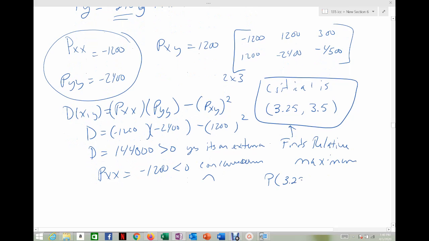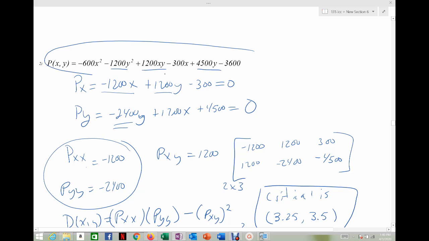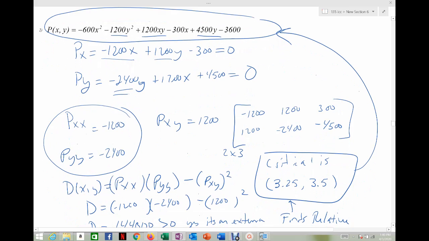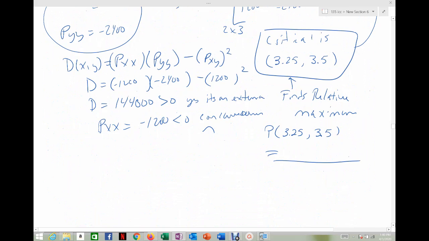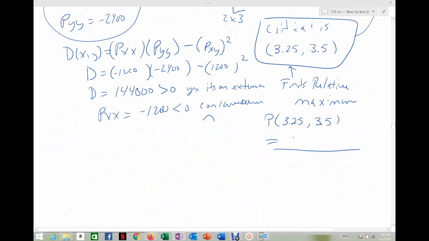So 3.25 goes in for x, 3.5 goes in for y. So again, going back up to the original and plugging in 3.25 for x, 3.5 for y, and just make sure you're careful. There's a lot of big numbers and a lot of zeros. It's really easy to mistype something. And you should always double check my answer, make sure I typed it in right. So I typed it in and it came out $3,787.50 if it were a profit case.